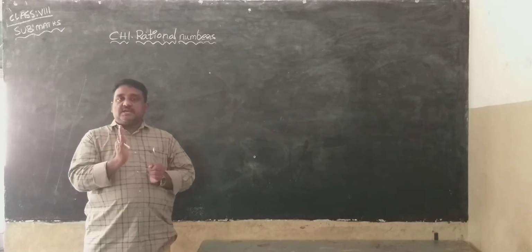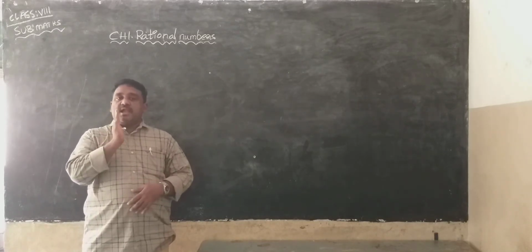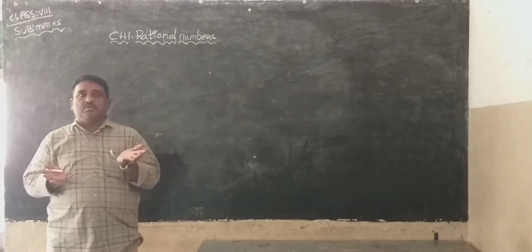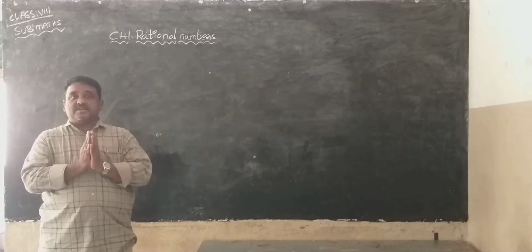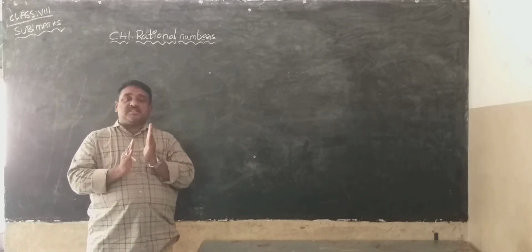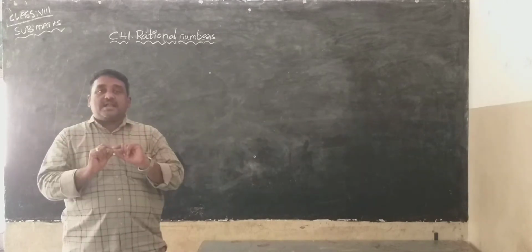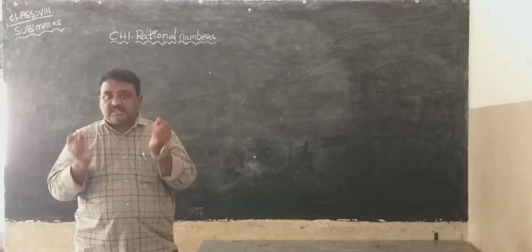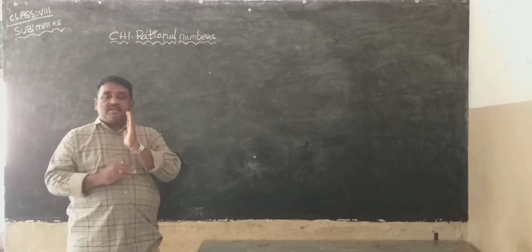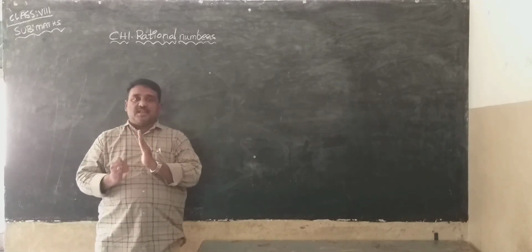We can write terminating decimals and non-terminating repeating decimals in the form of p by q. The decimal representation of rational numbers is either terminating decimals or non-terminating repeating decimals. So up to that is completed. Now today we will see some more topics about rational numbers.